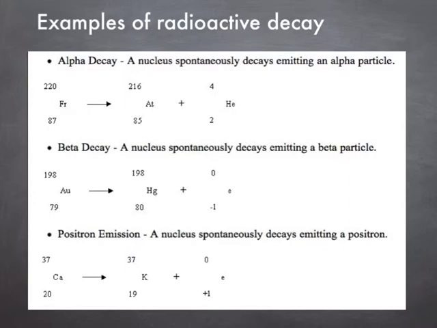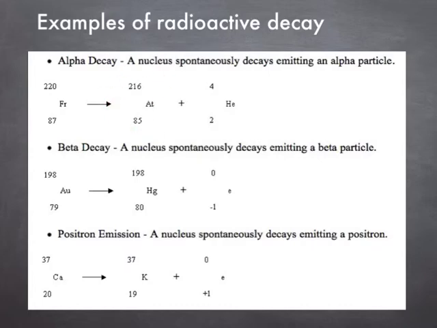But here in alpha decay, we have an atom of francium that has a mass of 220 and an atomic number of 87. So that's what we're starting with. And it's unstable, so it's going to break down. And when it breaks down, it's going to break down into astatine 216-85. And that's what the major nucleus is going to be.